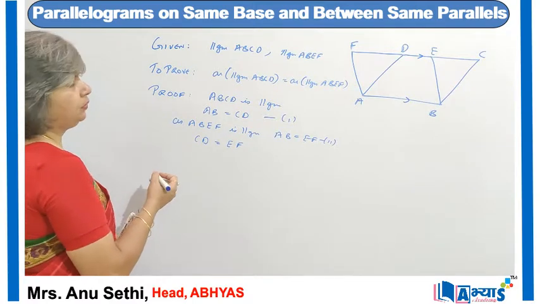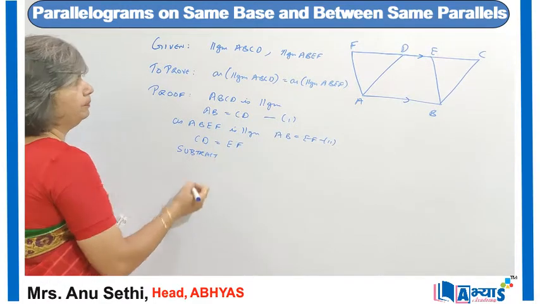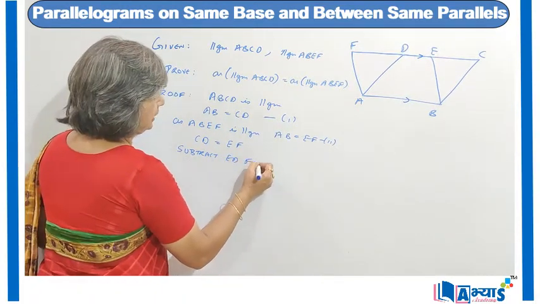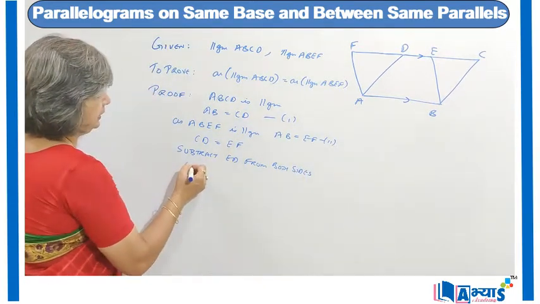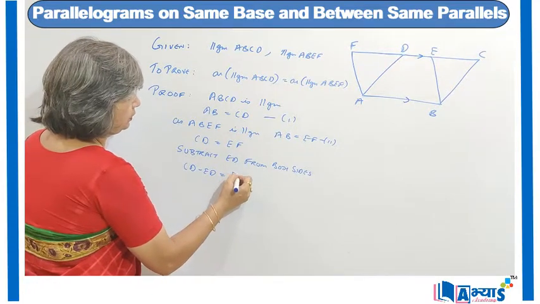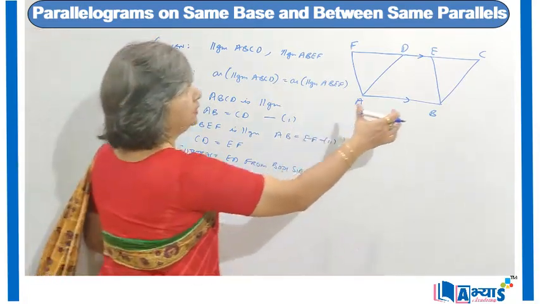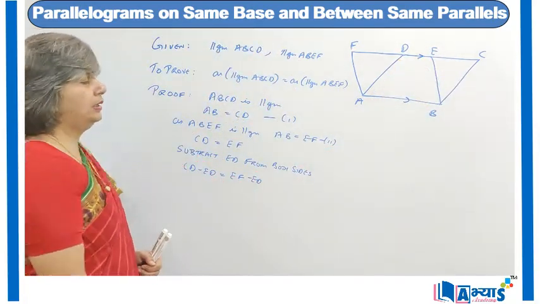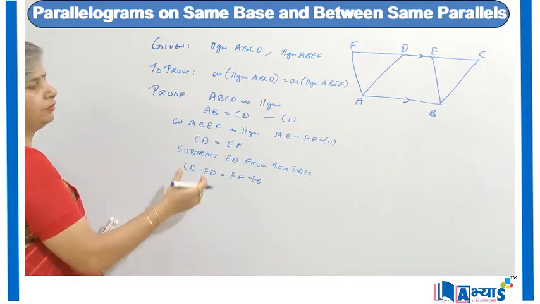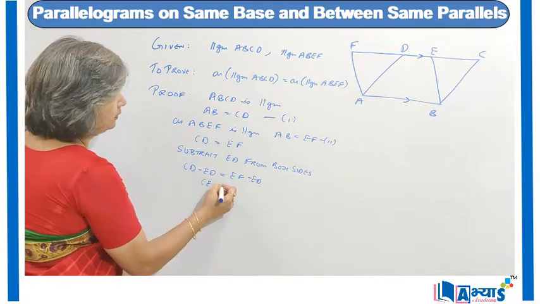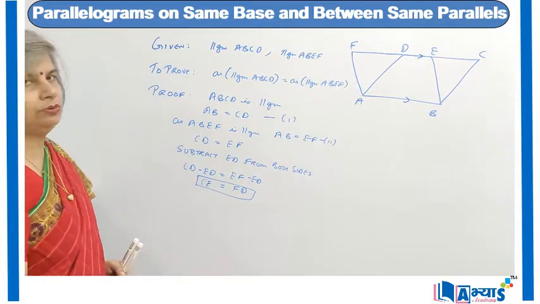Now if CD is equal to EF and we subtract ED from both sides, we get CD minus ED is equal to EF minus ED. Now from CD we have subtracted ED, and again from EF we have subtracted ED. So when we subtract ED from CD, we get CE, and here we get FD. So we can say that CE is equal to FD.